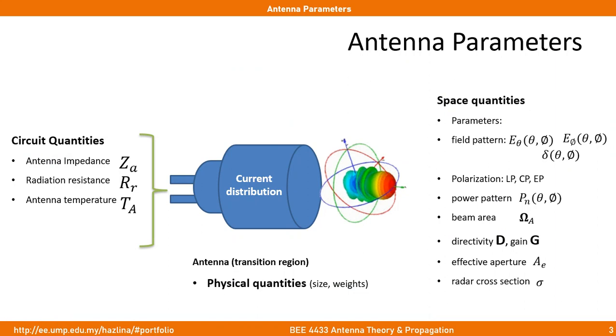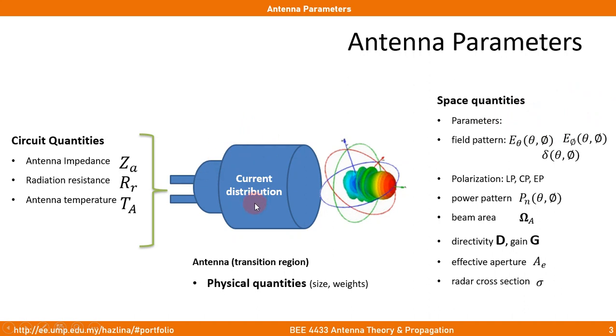Located at the front end of a wireless communication device, antenna performance parameters are divided into three categories: the circuit quantities, physical quantities of the antenna system, and the space quantities. Circuit quantities include antenna impedance, radiation resistance, and antenna temperature, while space quantities describe the properties of antenna radiation, which are field pattern, polarization, power pattern, beam area, directivity, effective aperture, and radar cross-section.